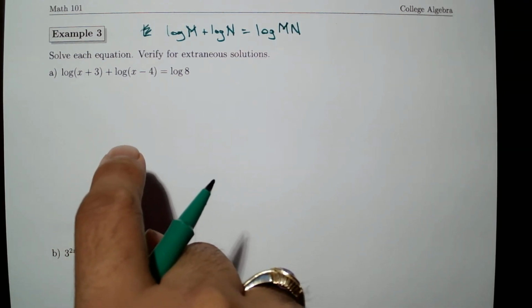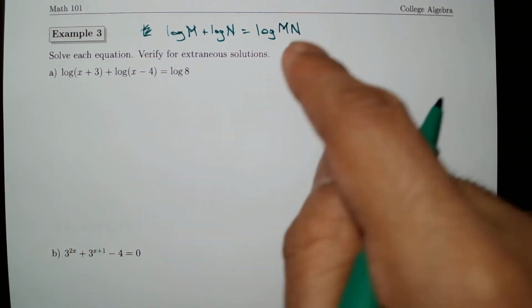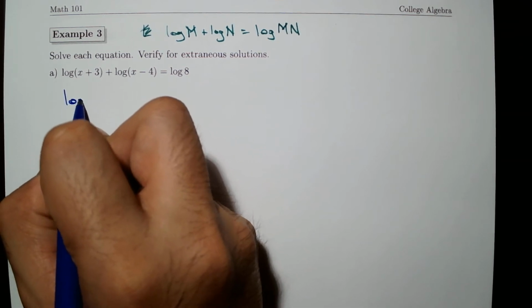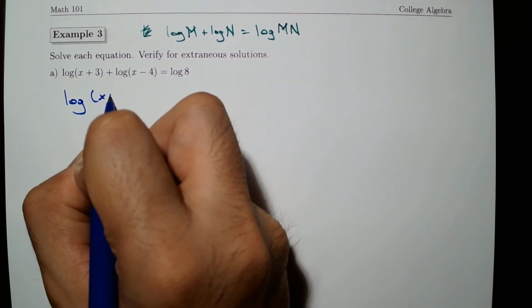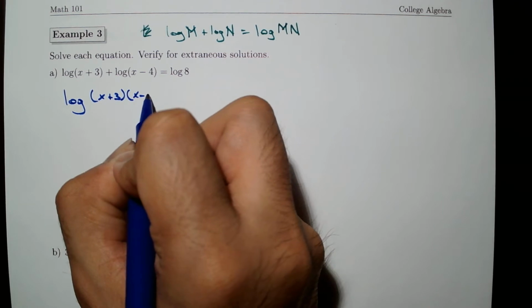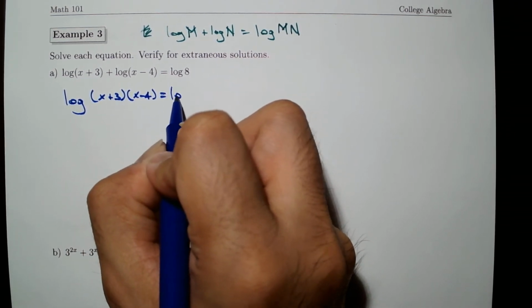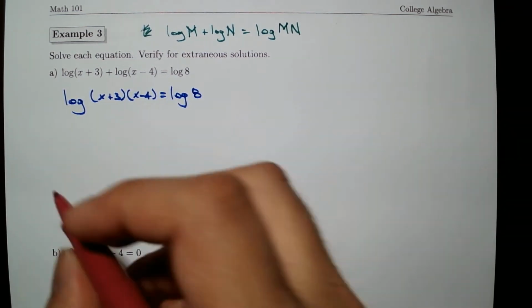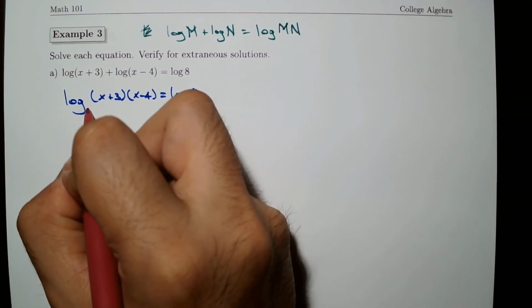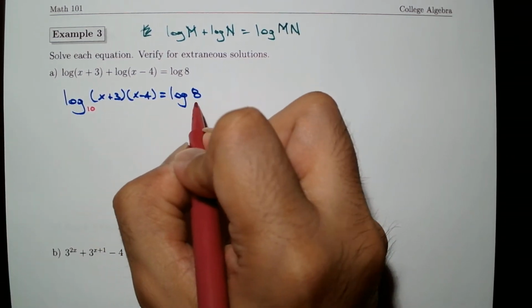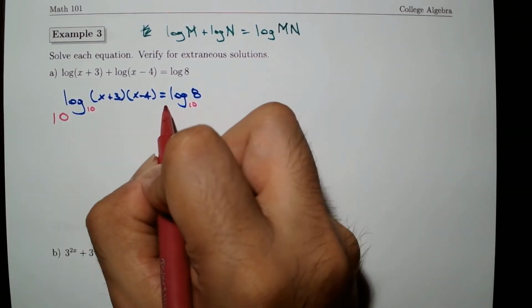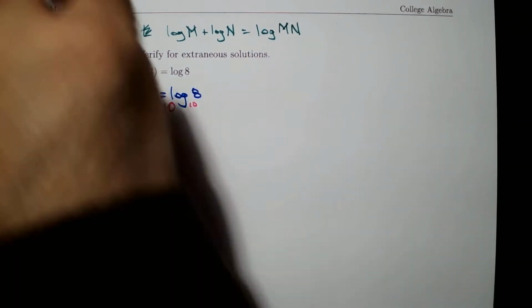So in this case I'm going to have only one log of x plus 3 times x minus 4 equals log of 8. So now we need to get rid of those logarithms. Notice the base of the log is an invisible number, which means it's base 10. I'm going to write it just so you can see it. So we need to undo this log by exponentiating both sides with the same base.